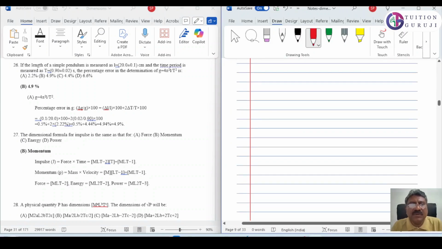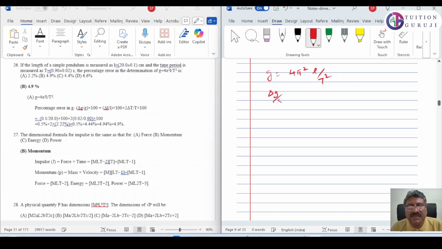Next one: if the length of a simple pendulum is measured as L equal to 20.0 plus or minus 0.1 centimeter and the time period measured T is equal to 0.9 plus or minus 0.02 seconds, the percentage error of the determination of g, equal to 4 pi square L by T square, is what we want to find out. So we want to find out the percentage error in g. g is the acceleration due to gravity.